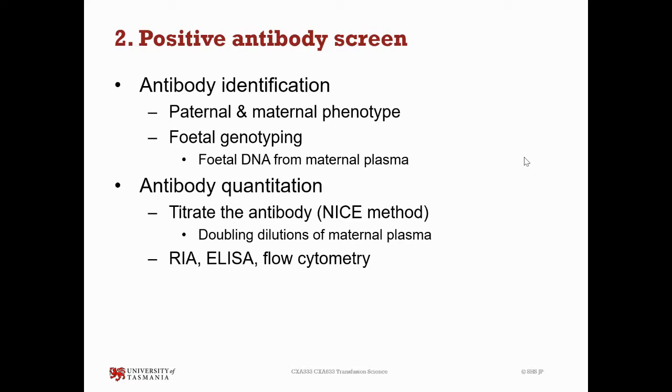You can use more specific and precise methods such as RIA, ELISA, and flow cytometry. But again, quantitation is often still done, and it may be that it's done as a screen, and then you head off for flow cytometry after that.